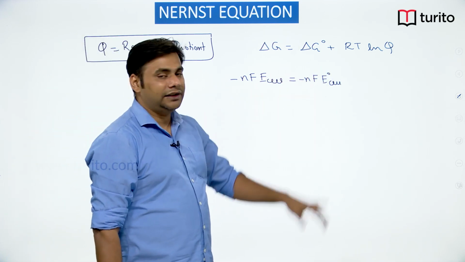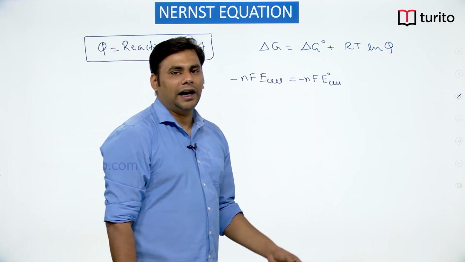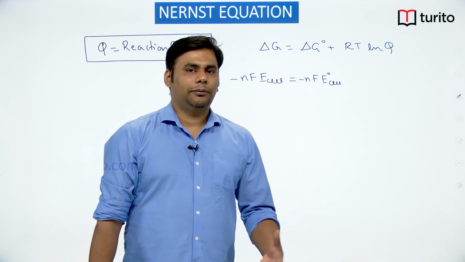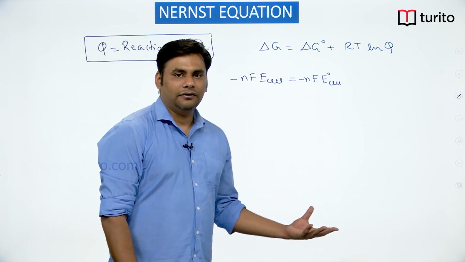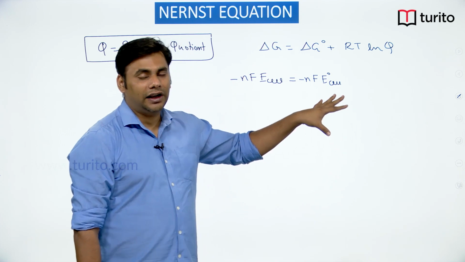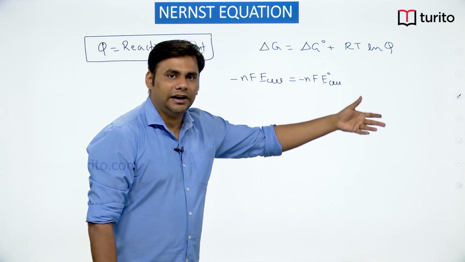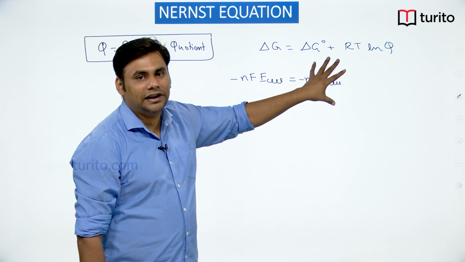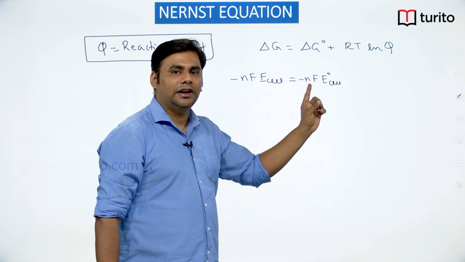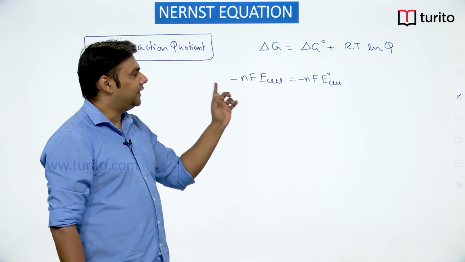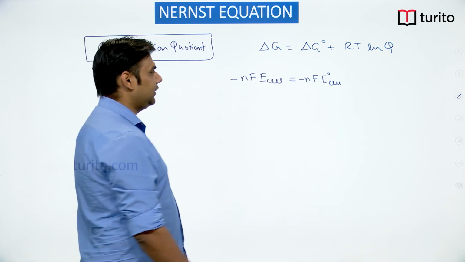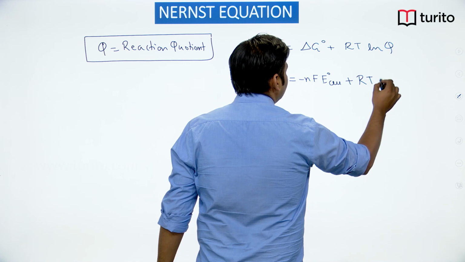For calculating the standard EMF of the cell, we say that the concentration of all these species is 1 molar, the pressure of all the gases is 1 atm, and the temperature is 298 Kelvin. But if any of the conditions is different, then we will not call it E naught cell, we will call it E cell. So delta G naught is minus nF into E naught cell, and delta G is minus nF into E cell. Delta G naught is at standard condition, delta G is at any condition, plus RT ln Q.